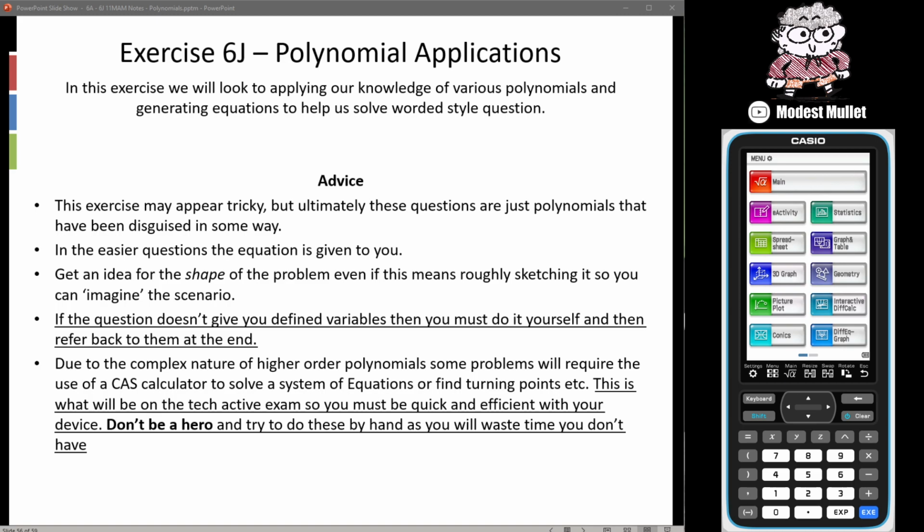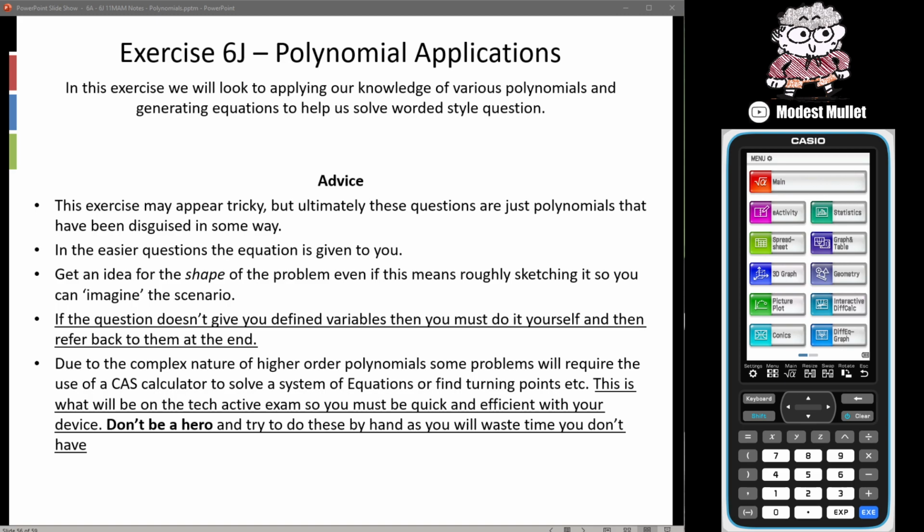Due to the complex nature of higher order polynomials, some of the problems will require the use of a CAS calculator to solve a system of equations or find turning points. This is pretty much exactly what's on application tasks and tech active exam things. It's testing your ability to interpret information given to you that's a bit more complex, or find information quickly using your CAS and knowing what information you're trying to find.